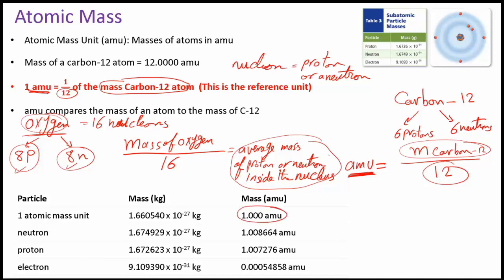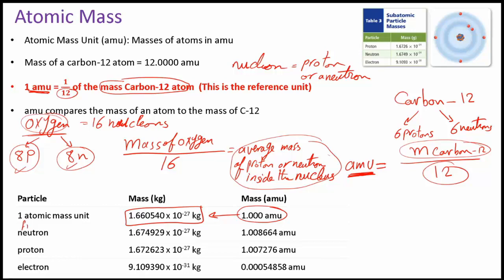So if we try to change the one atomic mass unit into kilograms, this is the number. You don't need to memorize it. It's 1.66 whatever times 10 to the negative 27 kilogram. You don't need to memorize the number. Okay? We will give it to you in tables if there is a question about it.